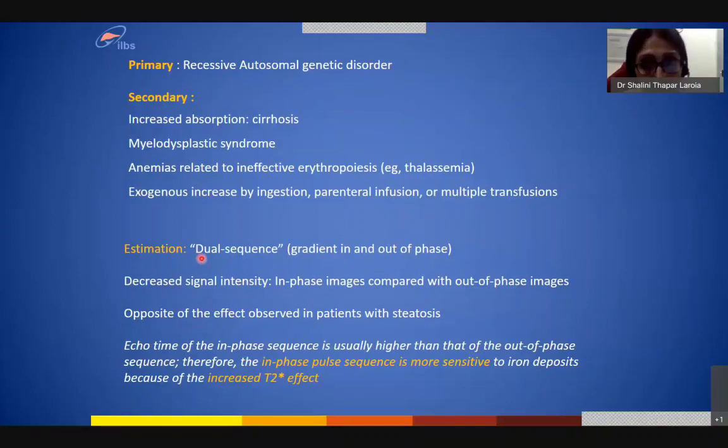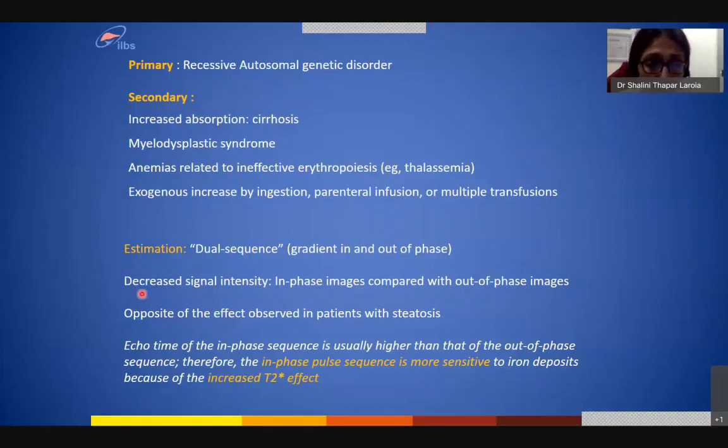How do you estimate the amount of iron? There are many techniques now. The basic technique that is used is a dual sequence or the chemical shift imaging, with which we can also estimate fat. We can also estimate iron in T2 star sequences, or using the latest sequences on gradient images.